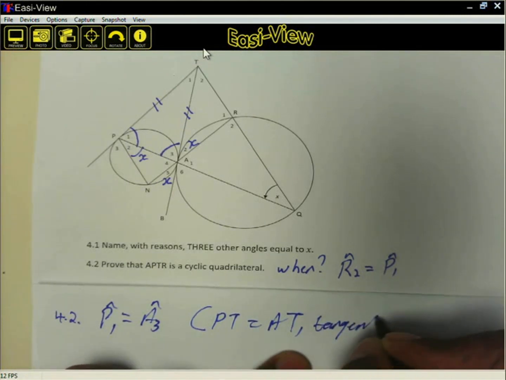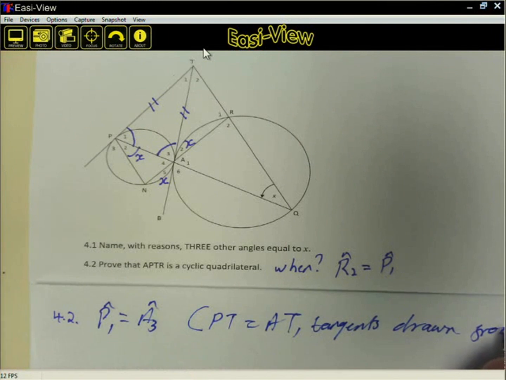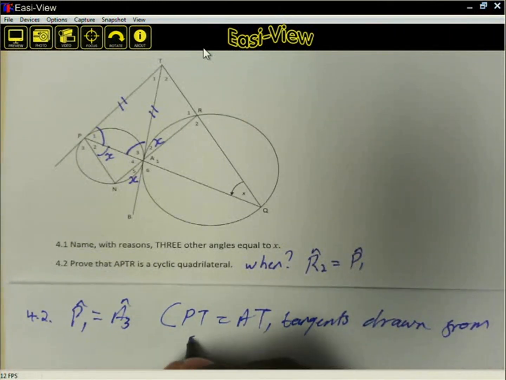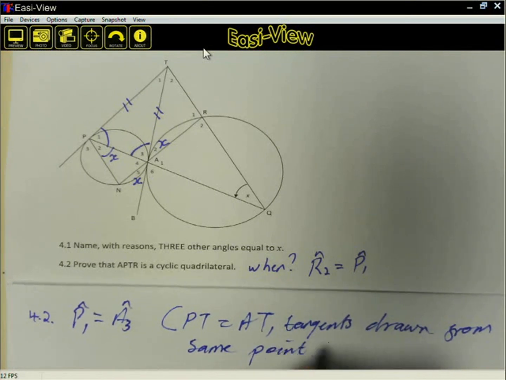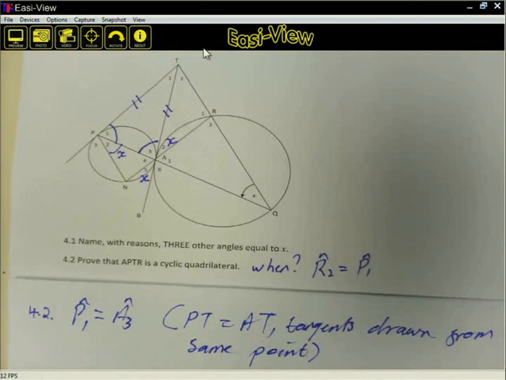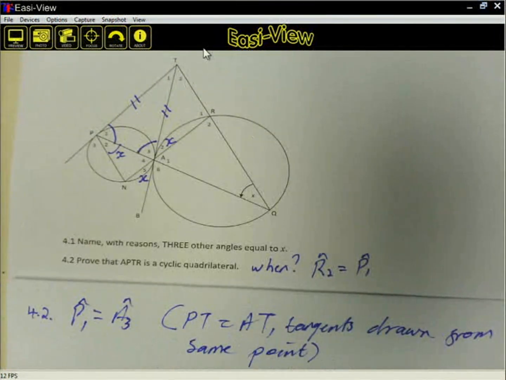Tangents drawn from the same point outside the circle. In full, the theorem states tangents drawn from the same point outside the circle are equal in length. That is how we say PT is equal to AT. PT is equal to AT, because those are the tangents drawn from the same point outside the circle.